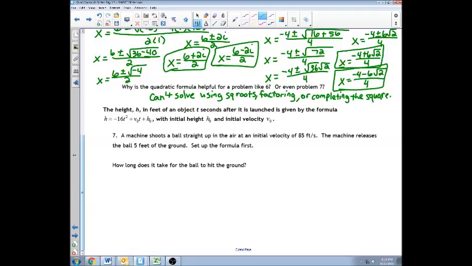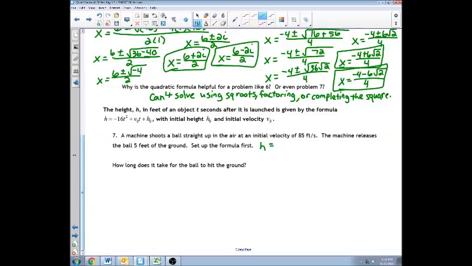All right? So the height, h, in feet of an object t seconds after it is launched is given by the formula h equals negative 16t squared plus v at time 0 times t plus h at time 0, with the initial height being h at time 0 and the initial velocity being v at time 0. So a machine shoots a ball straight up in the air at an initial velocity of 85 feet per second.